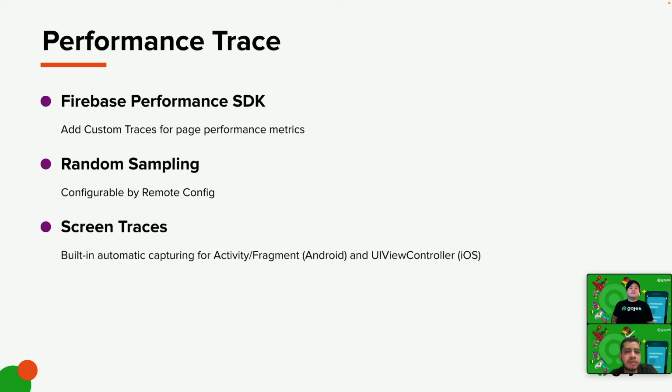Firebase SDK also provides built-in automatic capturing for frozen and slow frames for an activity or fragment on Android and UI view controller on iOS. In addition, it also captures traces from the network API calls for both platforms.